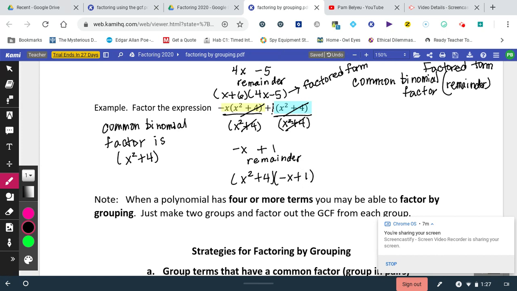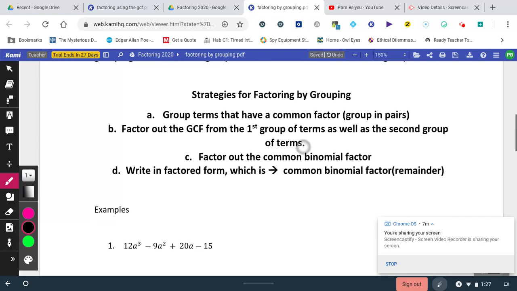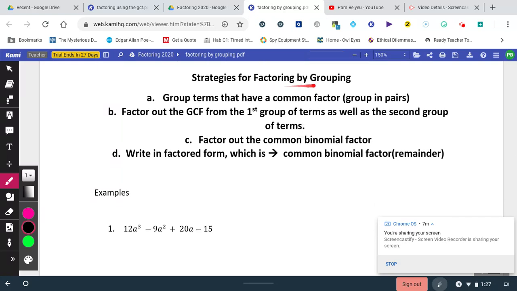Okay. All right, so let's take a look at this. When a polynomial has 4 or more terms, you may be able to factor by grouping. Just make 2 groups and factor out the GCF from each group. So we're going to use grouping and GCF, okay? We just call it factor by grouping.